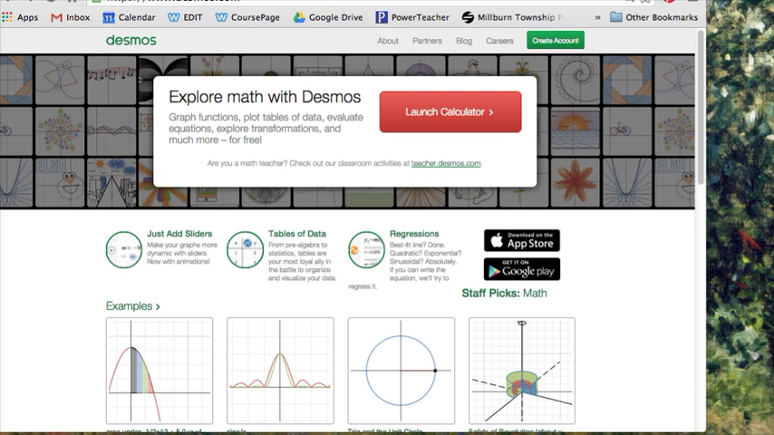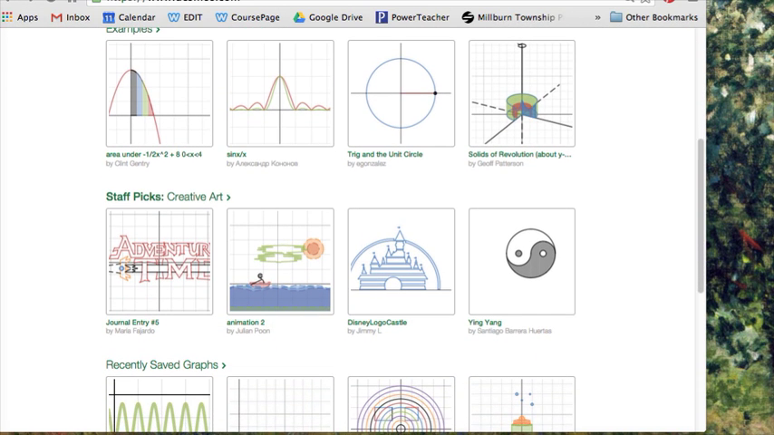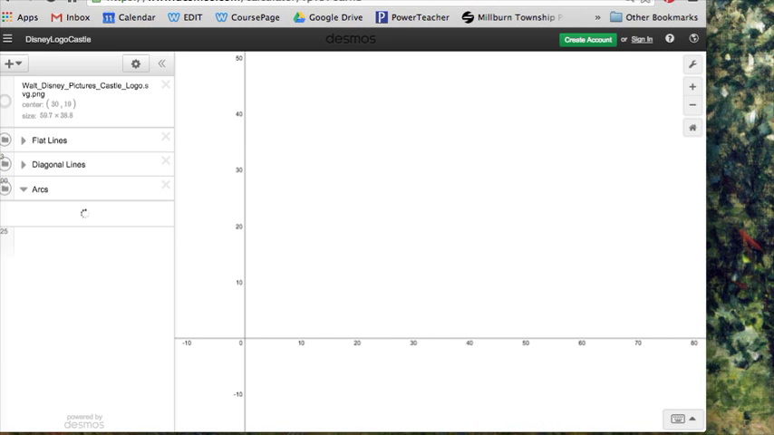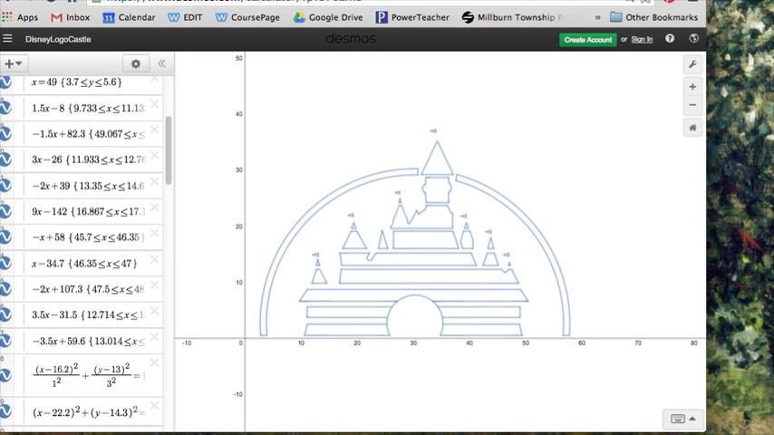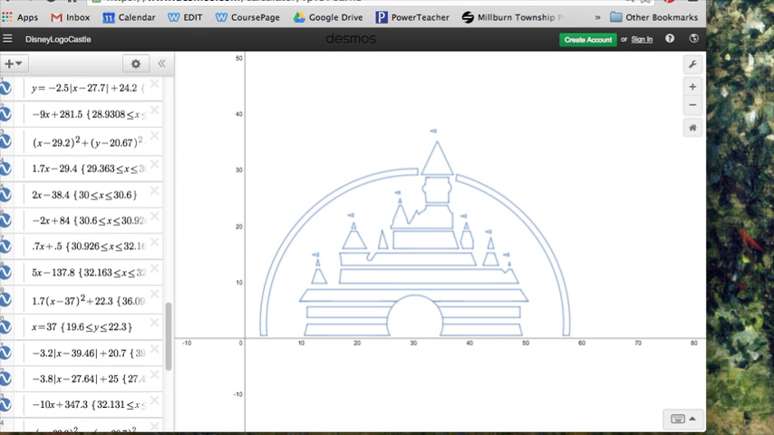Okay, so here's Desmos, and if you go down, you can see people have created art on Desmos. So let's look at this Disney logo castle, for example. So this person created this logo with equations, a lot, but these are all lines. Wow, that's a lot. Well, that's a circle. Wow.